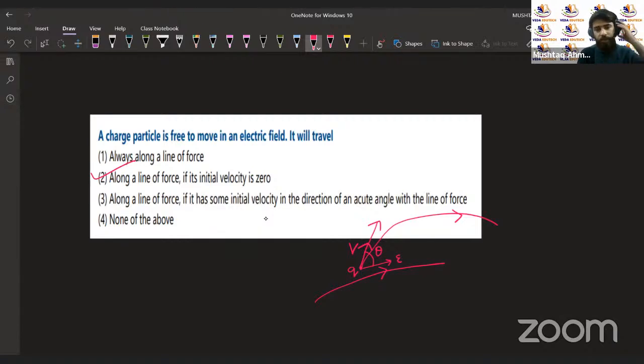So let's stop it here, and we'll be discussing electric flux in the next class, and then we'll be discussing Gauss law as well.